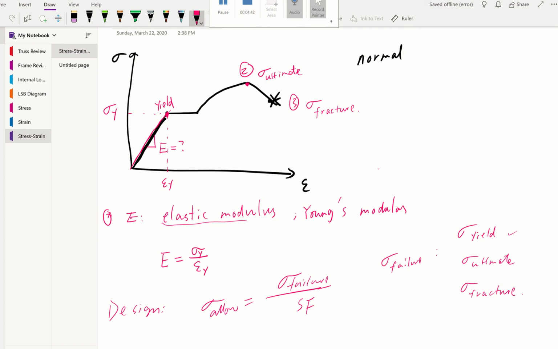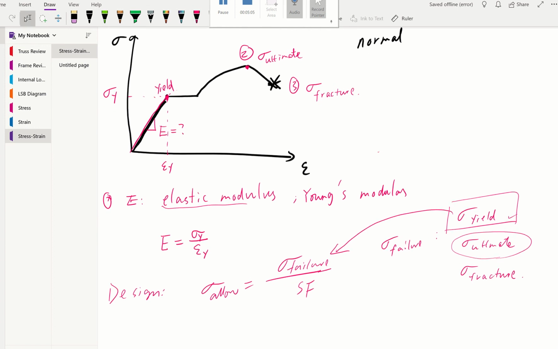Depending on whether you're a risk taker or not: if you're a risk taker, you can say, okay, I'm going to use the ultimate strength. And if you're conservative, you say, I'm going to use the yield strength. Here we often use the yield strength for our failure stress. This helps us connect what we learned before about design with the stress-strain curve.